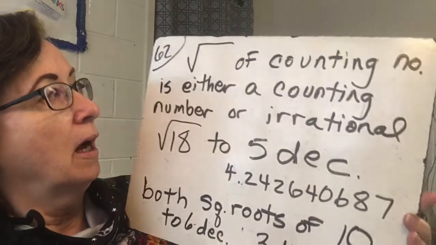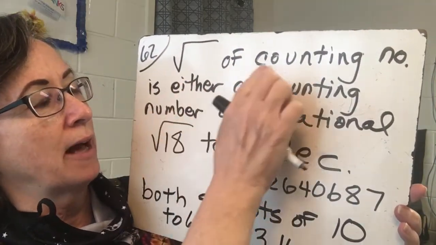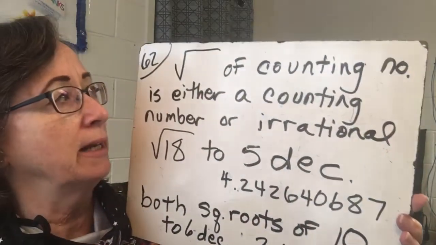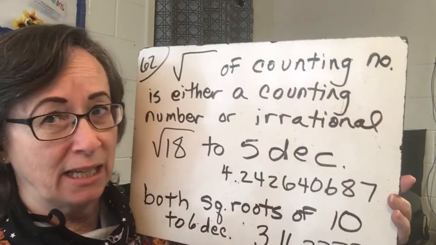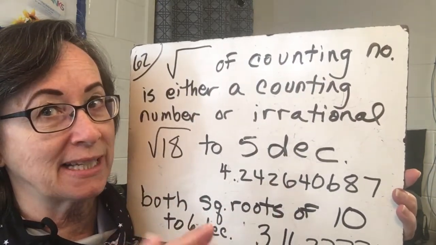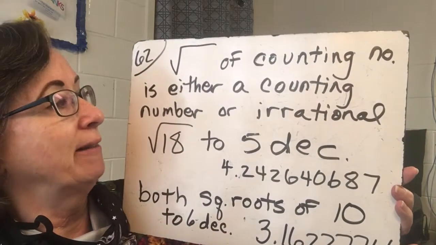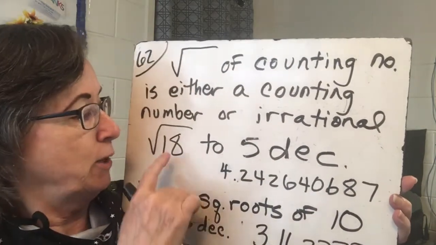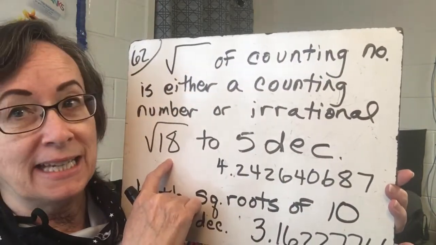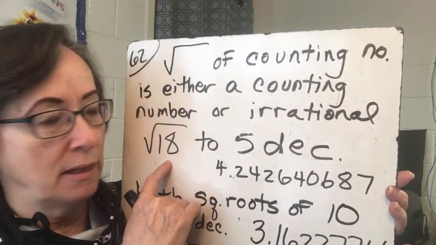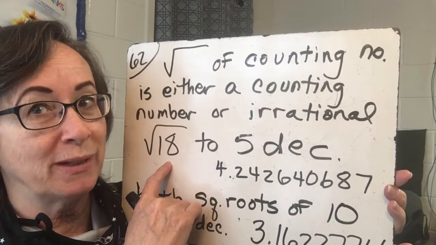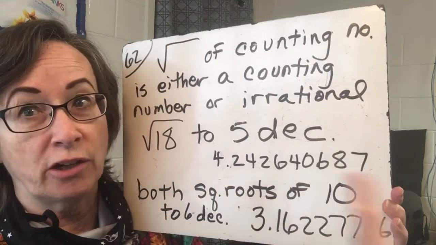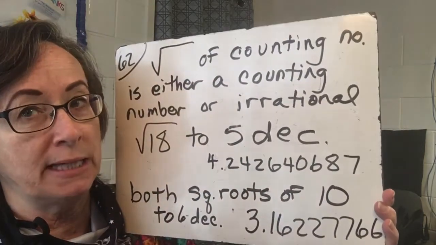Okay, so on this one, the square root of a counting number is either a counting number or irrational. We learned that in lesson 61. So if I take the square root of any counting number, remember counting numbers are 1, 2, 3, 4, 5, 6, 7, 8, 9, 10, and so on, then I will either come out with another counting number or an irrational number. So if we do square root of 18, square root of 18 is not a perfect square. Since square root of 18 is not a perfect square, we will get an irrational answer. Now remember, irrational means that this decimal number goes on and on and on forever. It never stops and it never repeats, like pi.